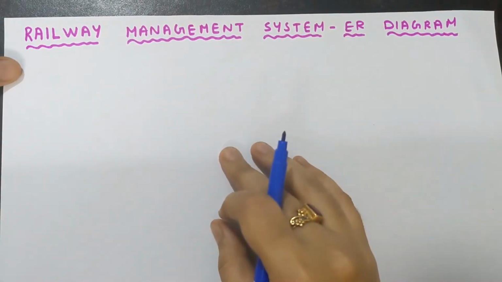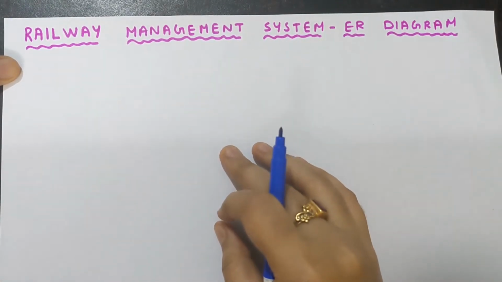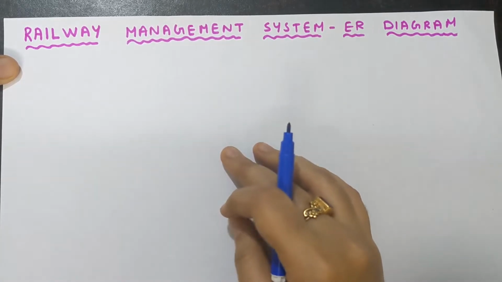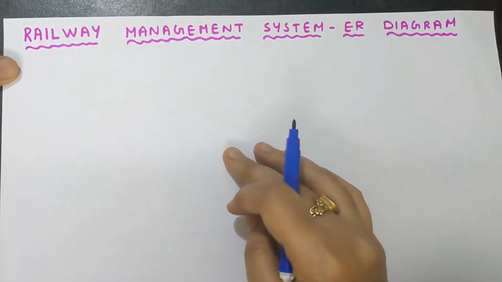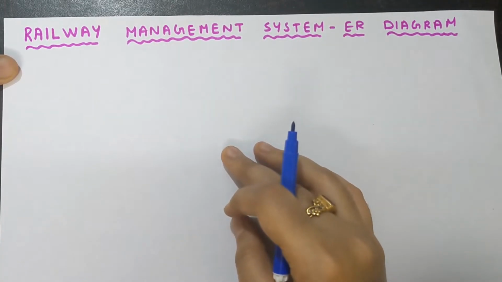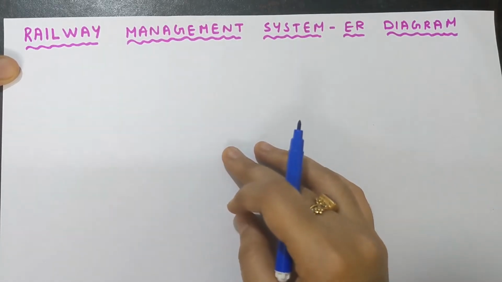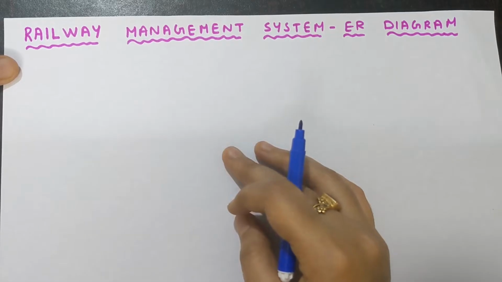In this video, we are going to learn how to draw the ER diagram for the topic Railway Management System. So what is the first step for drawing an ER diagram? We need to identify the entities. So what is an entity? Entity is an object with physical existence or conceptual existence. So entity should be an object.